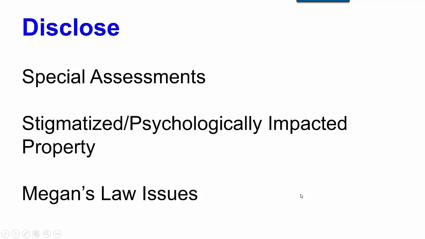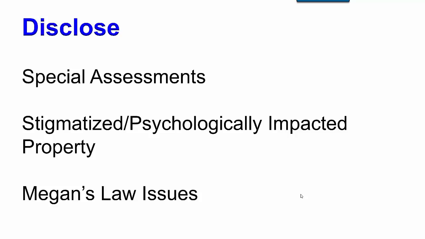You have to disclose things like special assessments. Remember, a special assessment is a tax that's added to your property for an improvement that you're going to benefit from. So, for instance, if the city puts a sidewalk down one road, only the people on that road are going to pay for that special assessment. If the city decides to put a new elementary school in a school district, only that school district's going to get that special assessment.